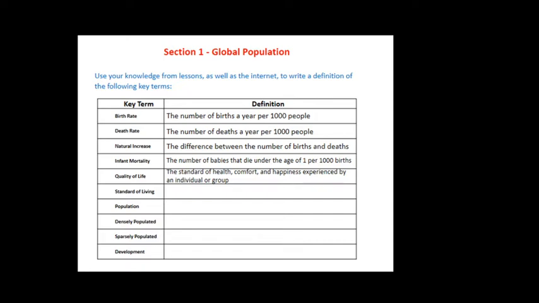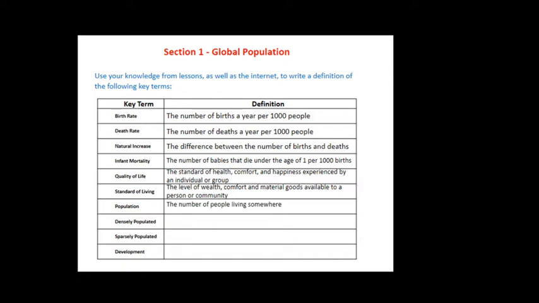Quality of life, when we talk about the quality of life, what we mean is the standard of health, comfort and happiness experienced by an individual or a group. So it could be how safe you feel or how well you are. Your standard of living, what we mean by this is the level of wealth, comfort and material goods available to a person. So how much money you have, what your income is, maybe how many things you have in your home, how expensive they are.